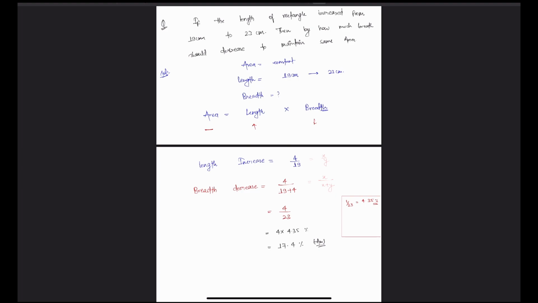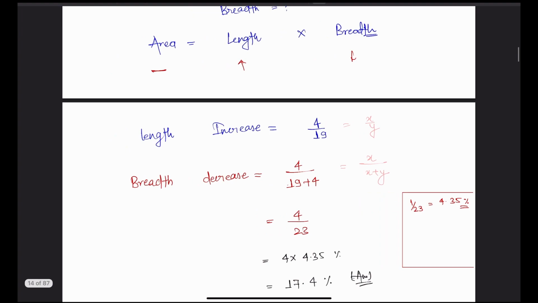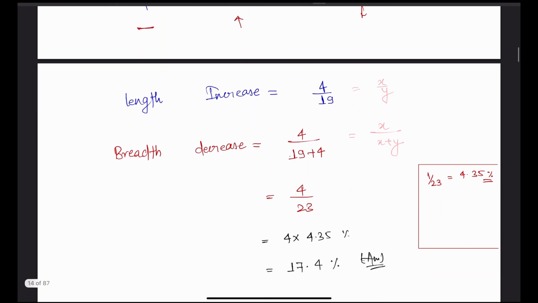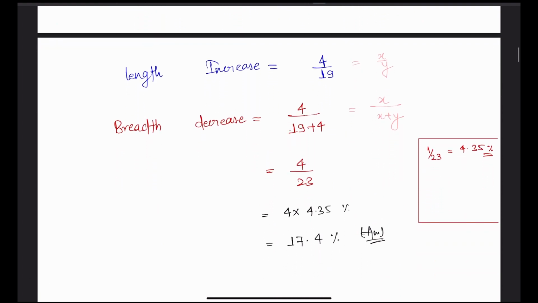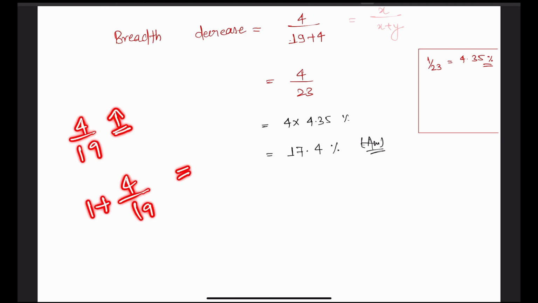So again, this is the first approach. If someone asks whether there is a different approach, then yes, there is, just like previously we used to do, using the multiplication factor. If it is increasing by 4 by 19, our multiplication factor will be 1 plus 4 by 19, which is equal to 23 by 19, right?